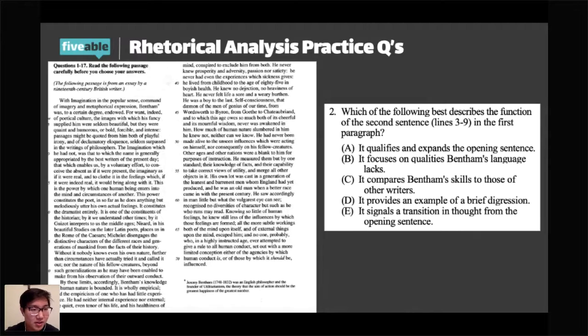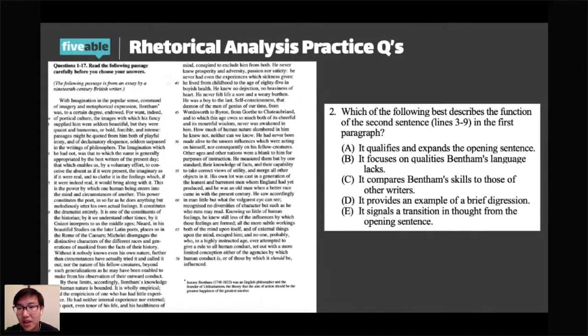So let's read the first sentence. With imagination in the popular sense, command of imagery and metaphorical expression, Bentham was to a certain degree endowed. For want, this is the second sentence, for want indeed of poetical culture, the images with which his fancy supplied him were seldom beautiful, but they were quaint and humorous, or bold, forcible, and intense. Passages might be quoted from him both of playful irony and of declamatory eloquence, seldom surpassed in the writings of philosophers. So as you can see, it expands on the whole command of imagery, metaphorical expression part.